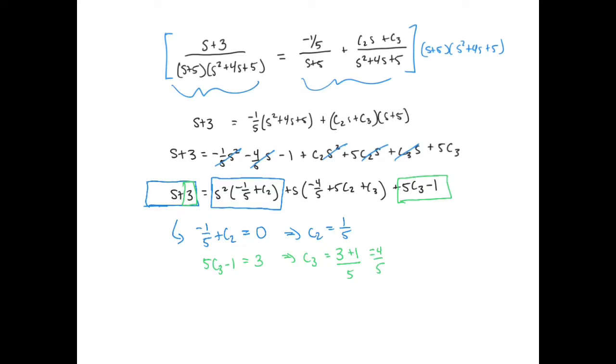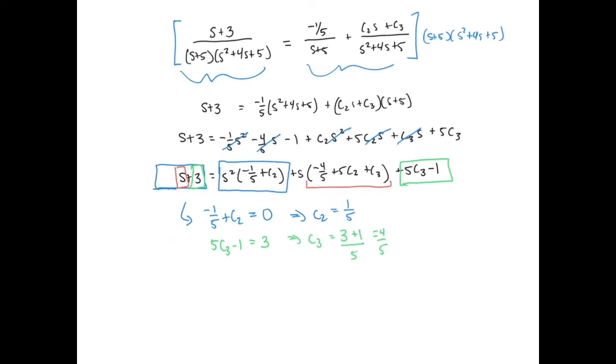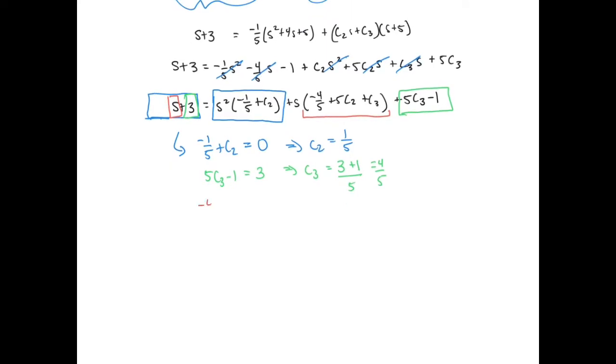We can double check our work, because we also know that this grouping here has to be equal to 1 over here. So let's check our work. I'm going to move the screen up a bit. So now we know that negative 4 over 5 plus 5 times c2, which is 1 over 5, plus c3, which is 4 over 5, has to be equal to 1. Minus 4 over 5, the 5s cancel, and we're left with 1. That means we know we did good here.